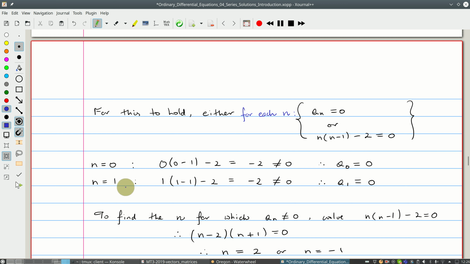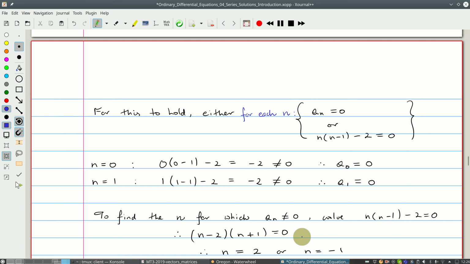If I put n equal to 1, then we have 1 times 1 minus 1 minus 2, which is equal to minus 2. Well, that's not 0 either. Therefore, a_1 is 0. And you can go on doing that and find out which ones are non-zero. Or what we can do is to say, let's find out when this is 0 for which n, and that will tell us which of the a_n's is not 0. Alright, so to find out which a_n's are not 0, we simply solve this equation.